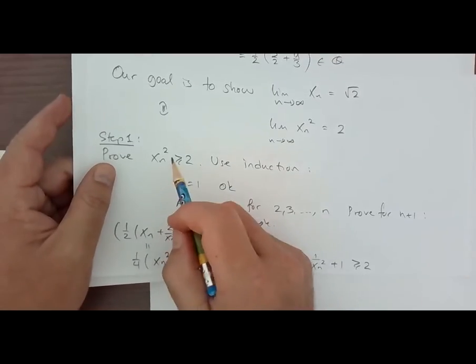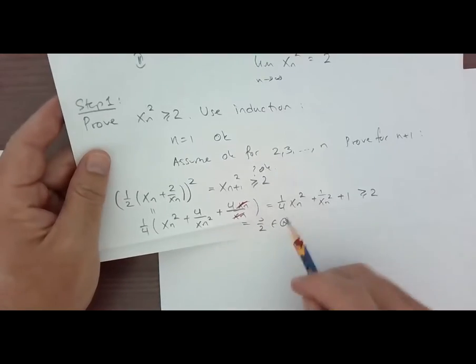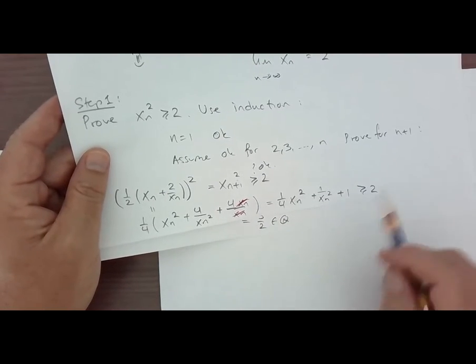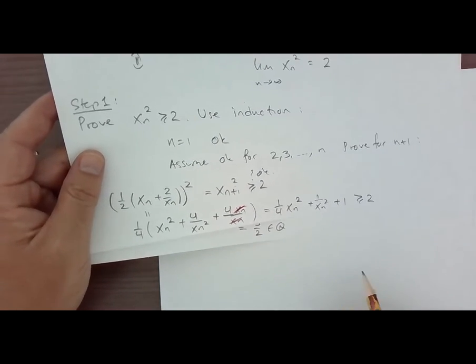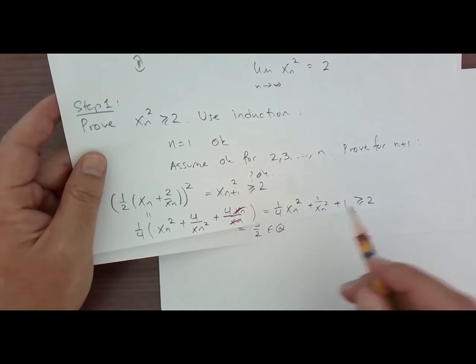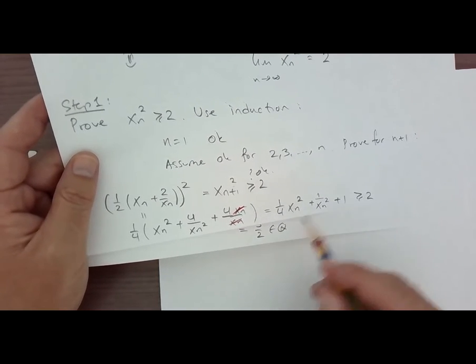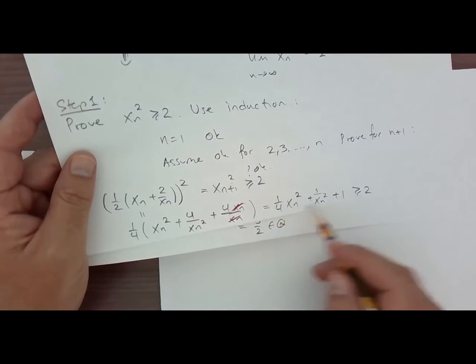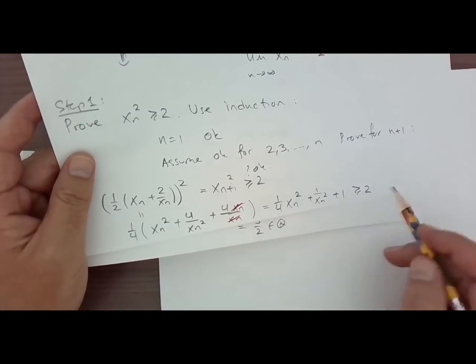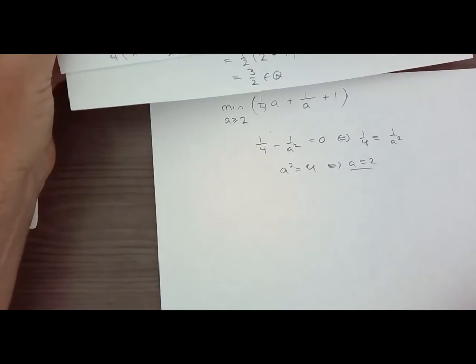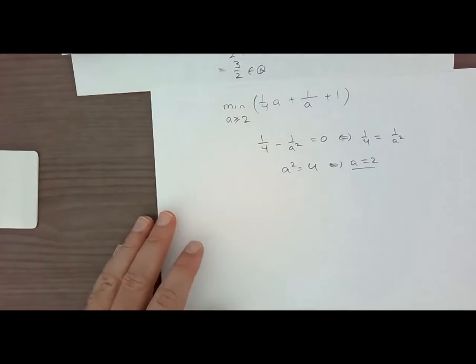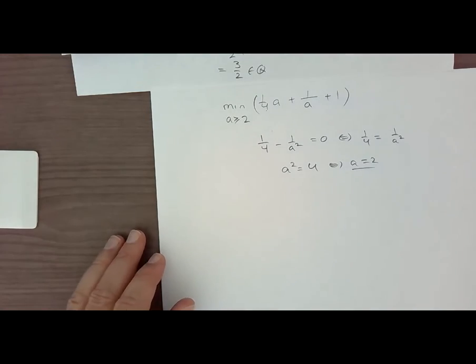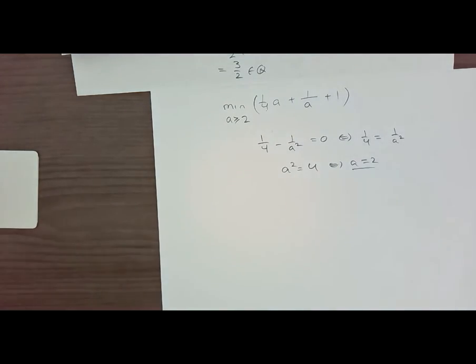So we've proven that xn squared is bigger than or equal to 2. We did that simply by minimizing the quantity in question and proving that this minimum, when I plug in the minimizer xn squared equal to 2, I'm going to get exactly the value 2. So therefore, for any other value, it's going to be bigger than or equal to. So that was one thing that the exercise asked us to do.